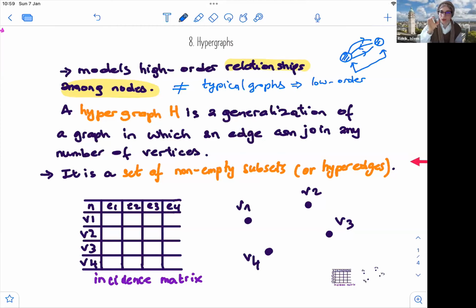We are only focusing on the relationship between only two nodes. Okay, so a hypergraph is considered a generalization of a graph in which an edge can join any number of vertices. And the set of non-empty subsets there, we call them hyperedges. So let's look at this example together.